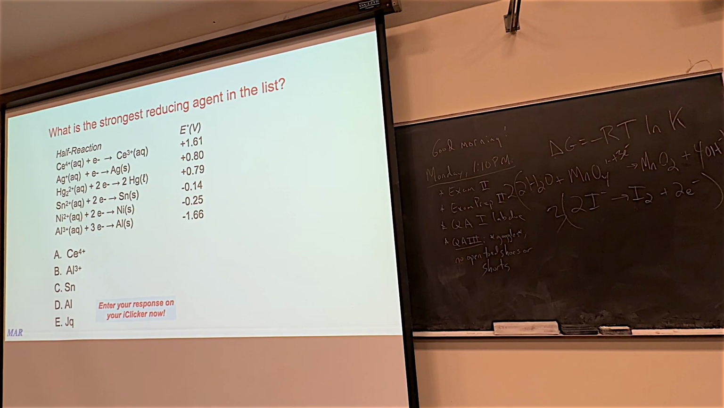Okay, so here are some reduction values. All of these have electrons as reactants, so they're being reduced. Aluminum 3 plus to aluminum, cerium 4 plus to cerium 3 plus, etc., etc. And the question here is, what is the strongest reducing agent? Now, strength of things is usually seen as more positive, but you've got to think about what it means to be a reducing agent, okay? So think about this. We'll talk about it here in a little bit. See if you can figure out what this all means.